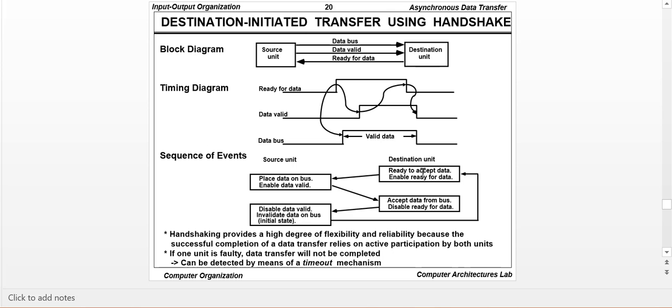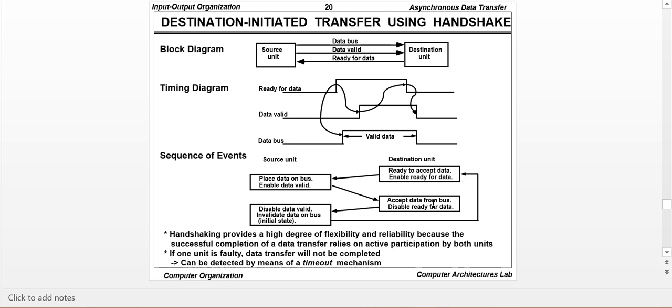Now look at the sequence. We will start from the destination unit. It is ready to accept data, so it enables ready for data. Then from there, following the arrow marks, look at the source. The flow starts from the destination and then comes to the source unit. The source unit places data on the bus, and then it enables the data valid signal. Then after some time, the destination unit will accept data from the bus and disable ready for data. And then the source unit will disable data valid, invalidate data on the bus, and again go back to the initial stage. So one set of data will now be transferred from the source unit to the destination unit.